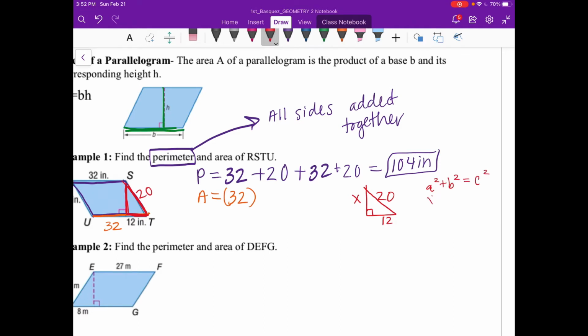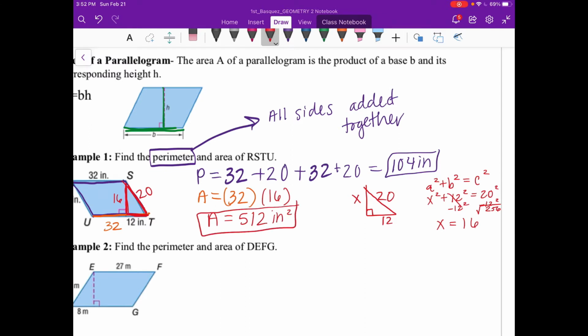So in this case, we can just call a x, b is going to be 12, and c is going to be 20. So we subtract the 12 squared over, and make sure you're using a calculator for this part. I get x squared equals 256. Well, I'm going to skip the step and just say that x equals 16. So I took the square root of 256. So I did all that work to figure out that the height is 16, and that's going to help me figure out that the area is 512 inches squared.